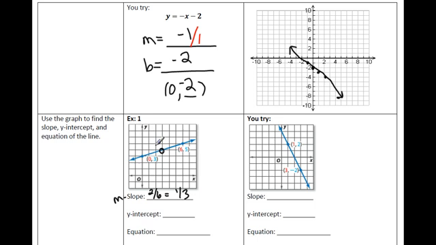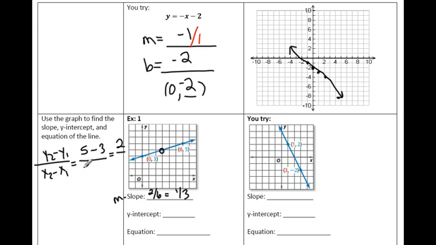Another way you can find the slope, if you can't count or if the points are too far apart, is to use that formula we learned in lesson 9.3. Remember, you take the second y-coordinate and subtract the first, and then the second x-coordinate and subtract the first. So the second y-coordinate was a 5. If I subtract the first y-coordinate, which was a 3, then I would get 2 for my numerator.